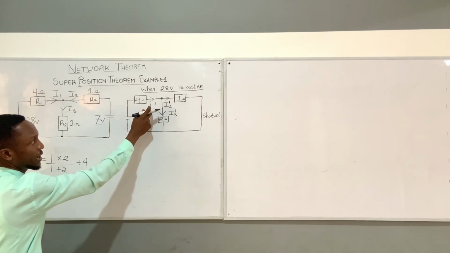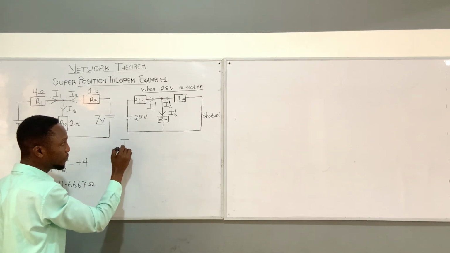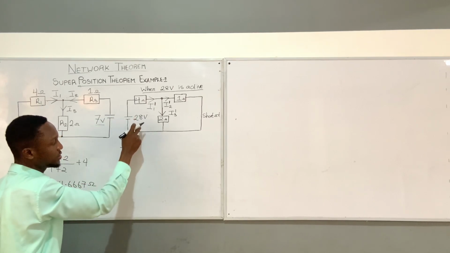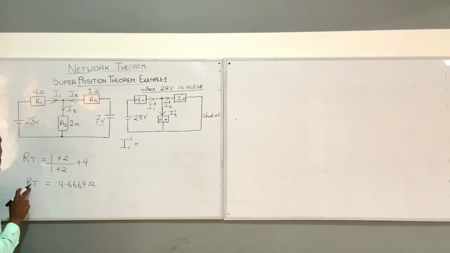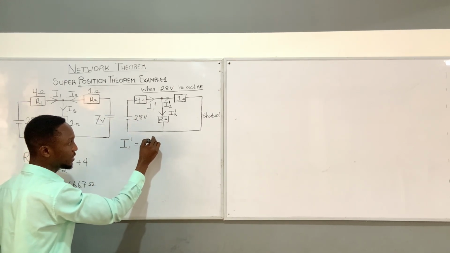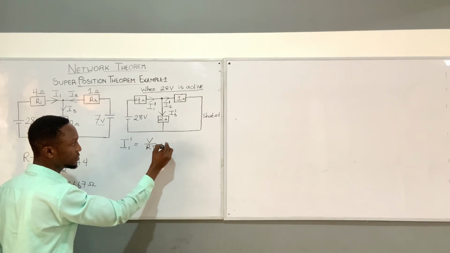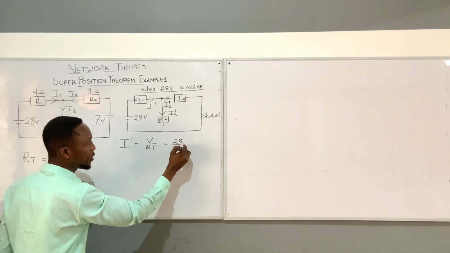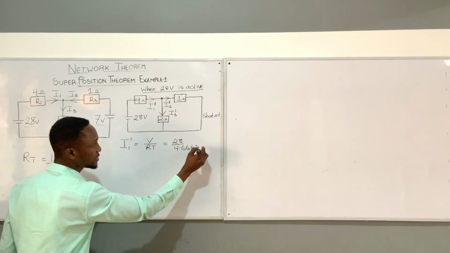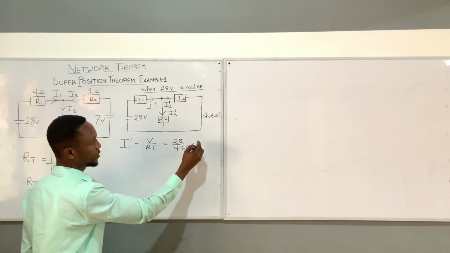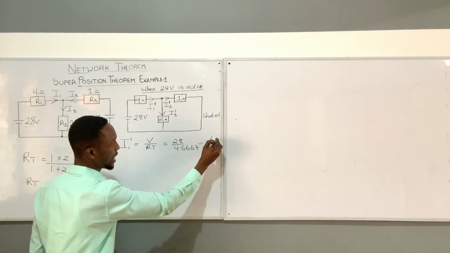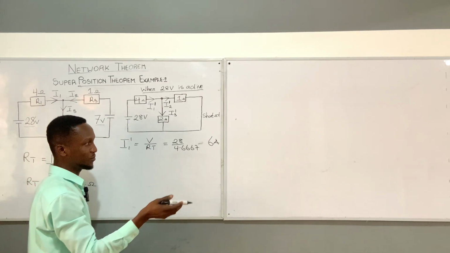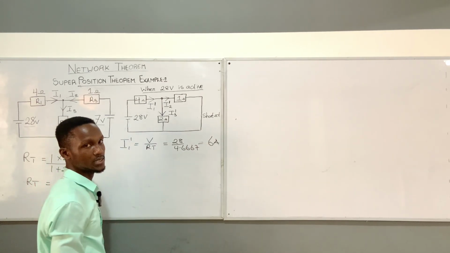find the supply current. So I can find my I1 prime as I1 prime equals the total voltage divided by what? The total resistive value. So we have V divided by RT. This is giving us 28 divided by 4.6667. So now when you divide this, the result is giving you what? 6 amps. Remember that when you punch this, you are getting 5.999 something. You round to the nearest whole number, giving you 6 amps.